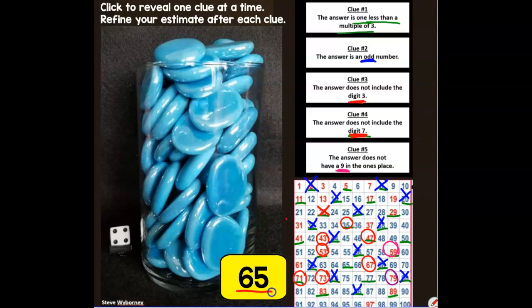It cannot have a 7 in it in either digit. So I got rid of the 71, 73, 67, 79. And the answer does not have a 9 in the ones place. So 59, 79, and 29 would be eliminated. So if I look at the choices that I still have left, 50 is an even number, so I needed to cross that one out. Really the only option that I have would be 65.